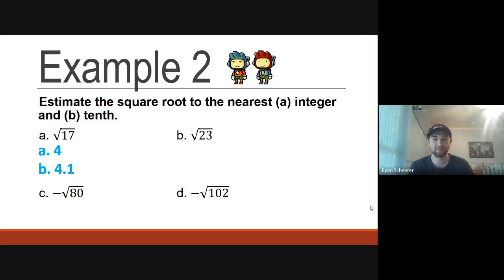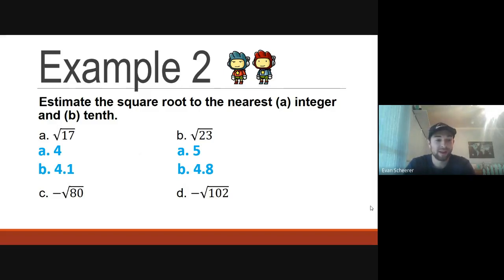So now let's do the square root of 23. Well, that's between the square root of 16 and the square root of 25, right? So it's between 4 and 5. But 23 is closer to 25 this time. So if we estimate it to the nearest integer, we would get 5. But it's not quite 5. It's a little bit less because it's the square root of 23. So therefore, we're going to get 4.7, 4.8, right? So we get 4.8. Yep.